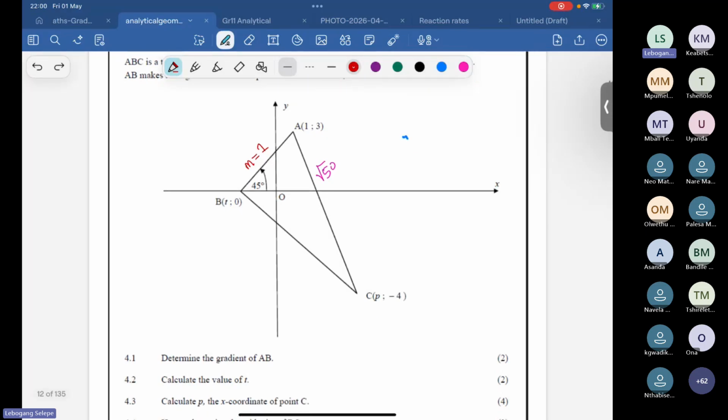Then the next question says to calculate the value of t, which should be easier if we know the gradient, and we know that the gradient is change in y over change in x.